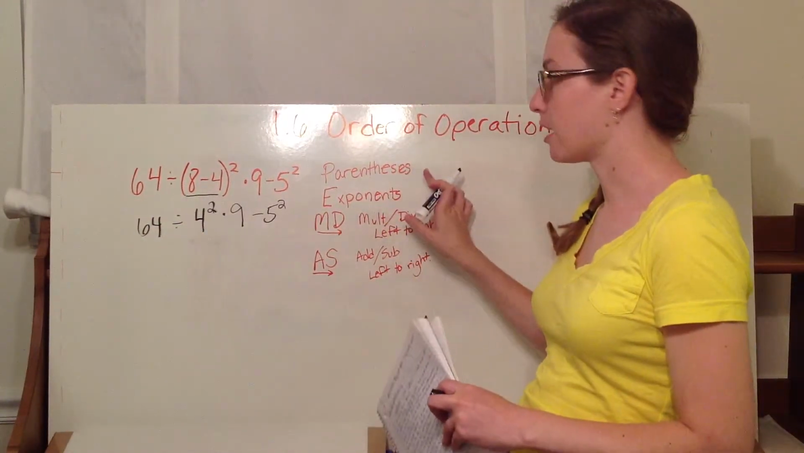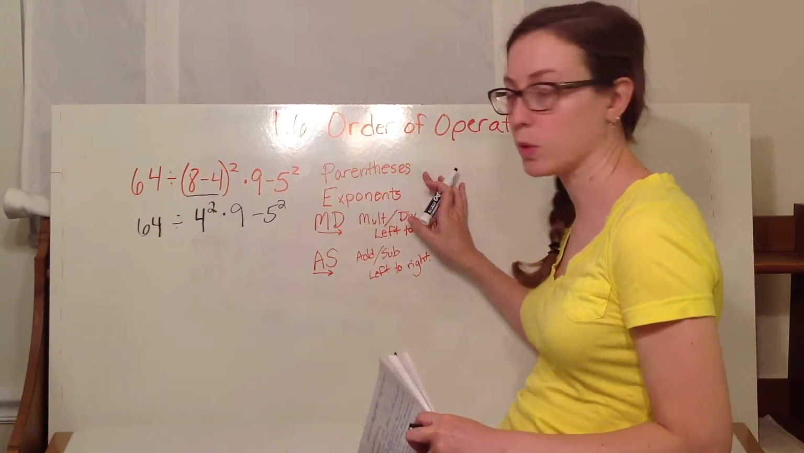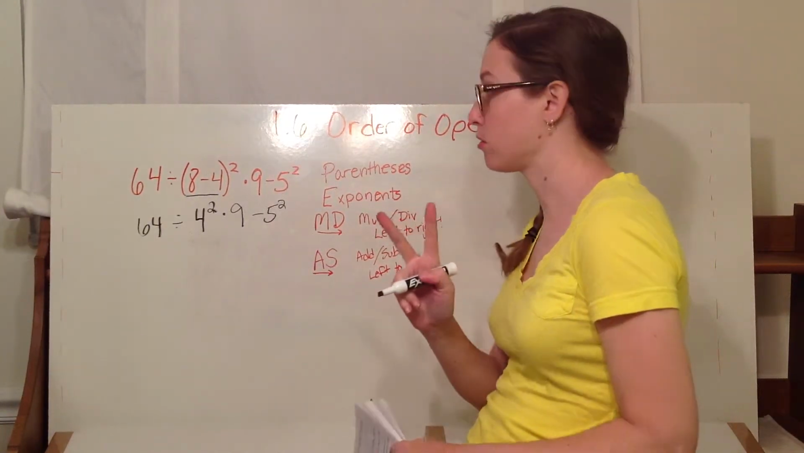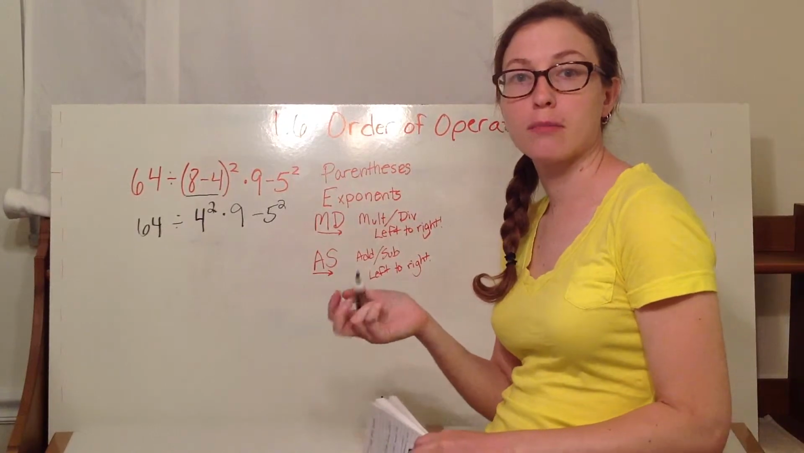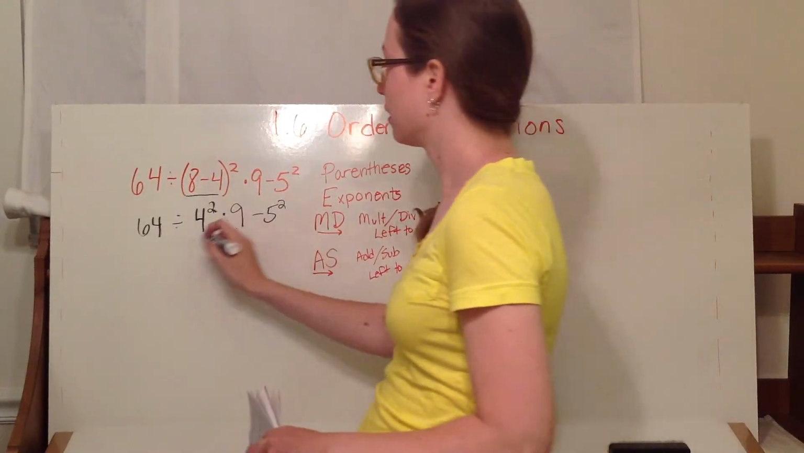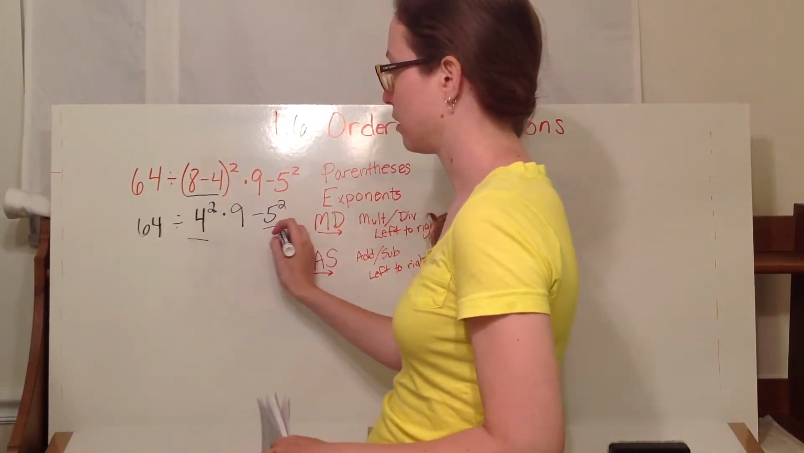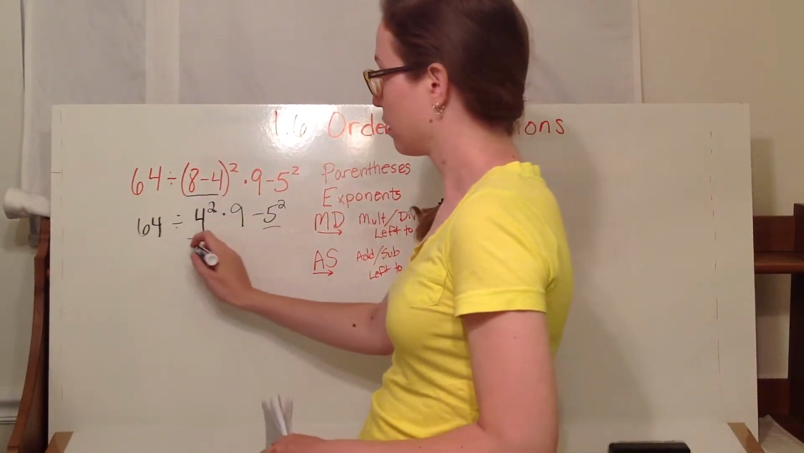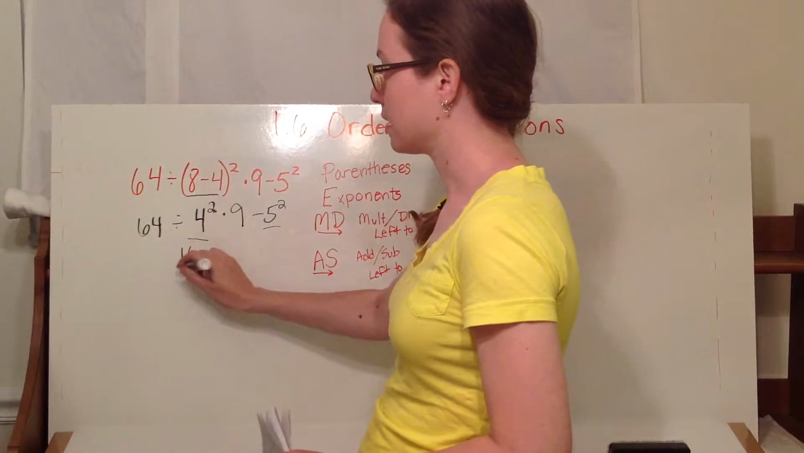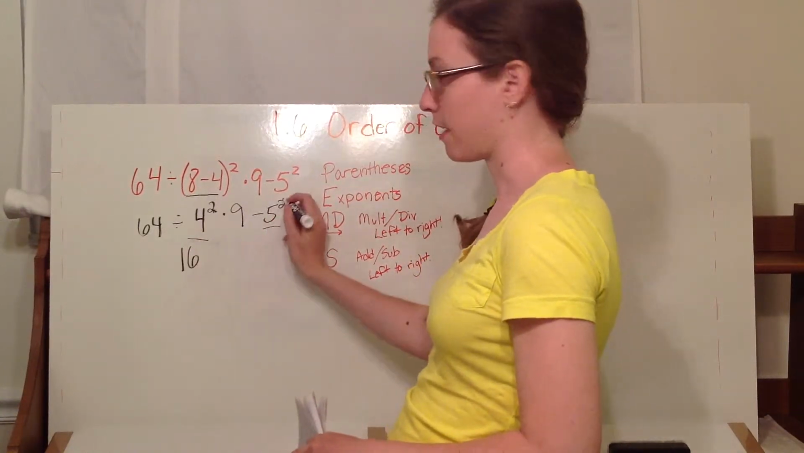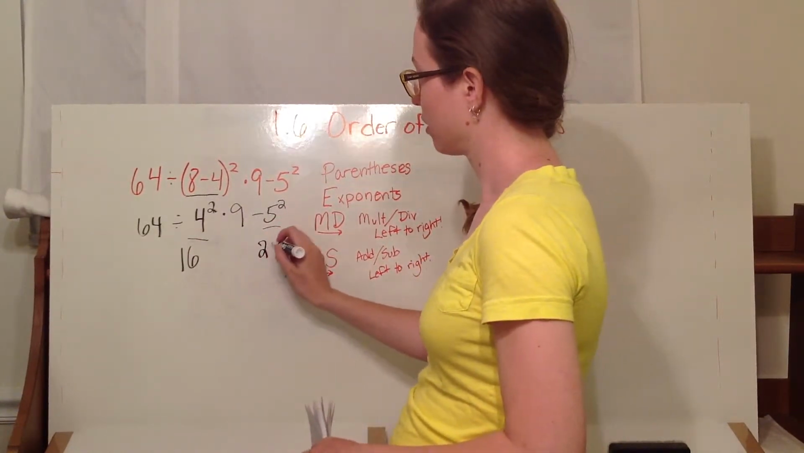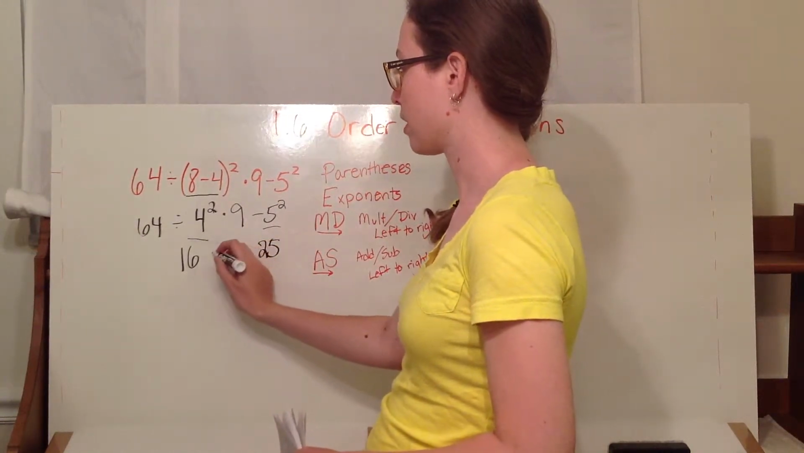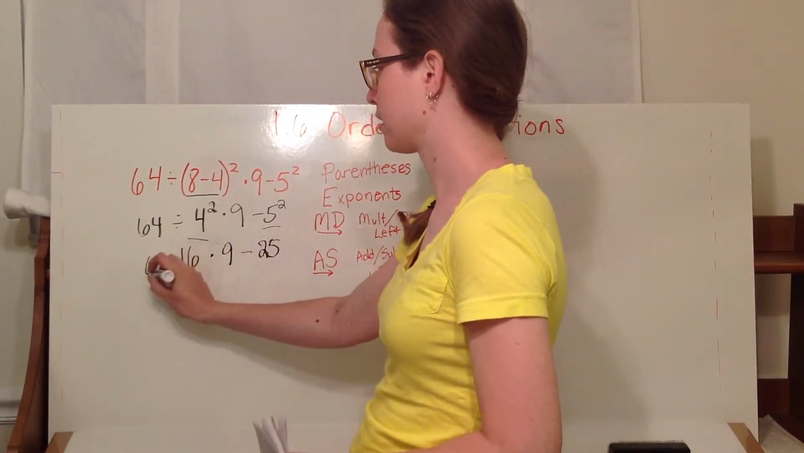Okay, I'm done with parentheses. There aren't any more there. The next thing to do is exponents. I have 2 of those, and so I'm able to do them both on the same level. This one and this one. So 4 squared is 16. 5 squared is 25. Everything else comes down exactly.